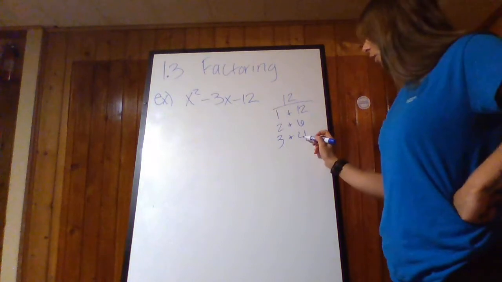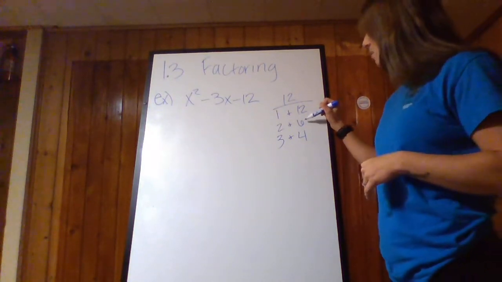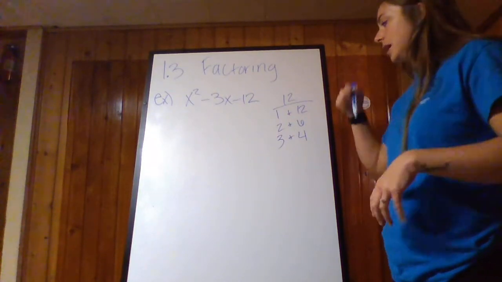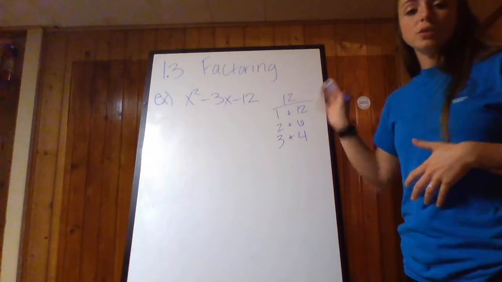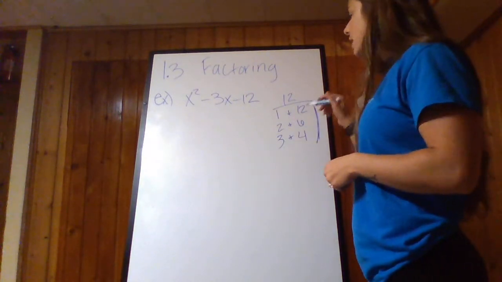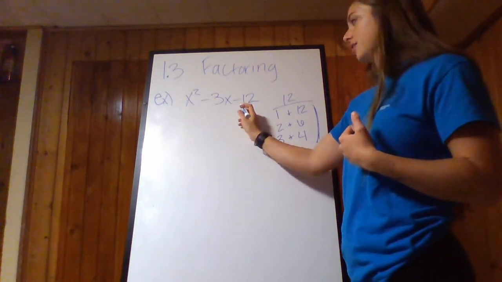It's divisible by 4. We've already used that factor. It's not divisible by 5. It is by 6. We've already used that number. It's not by 7, 8, 9, 10, or 11. Okay, so these are our three factors. So once we've gotten these, first off, they have to multiply to be a -12.